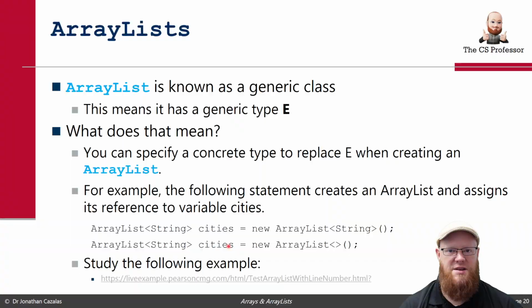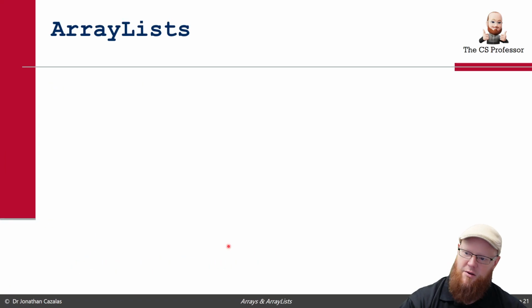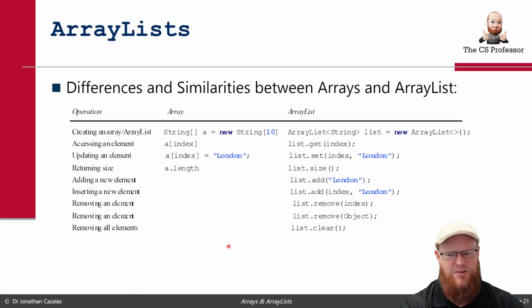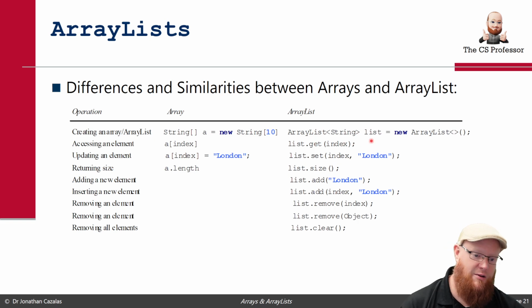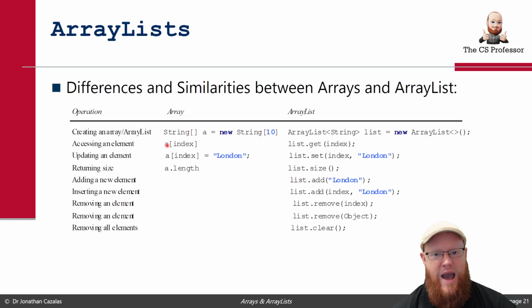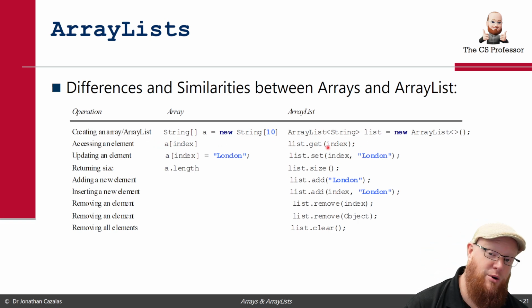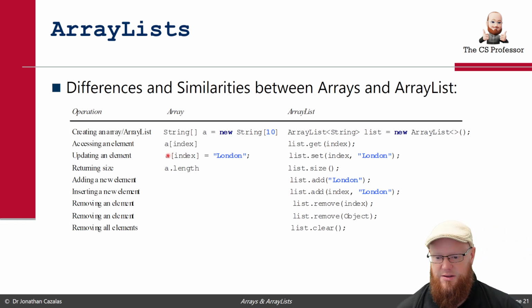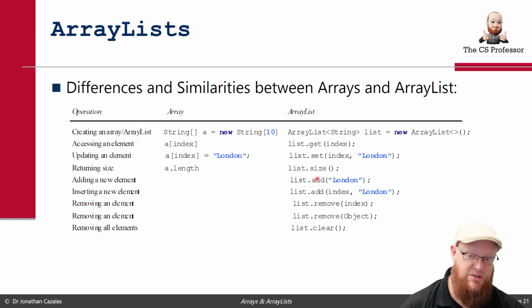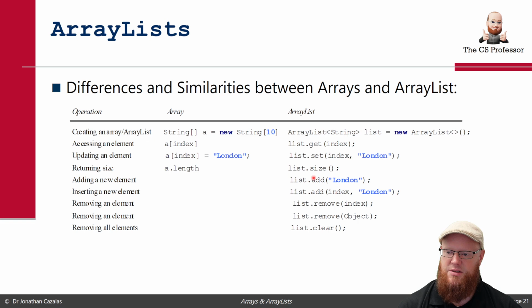So I want to wrap this up and not belabor the point here. More stuff on array lists. Here we have a slide for differences and similarities between arrays and array lists. Here's how you create an array. Here's how you create an array list. How would you access an element of an array? How would you access an element of an array list? How do you update an array versus array list? Or get the size of the array versus the size of the array list?